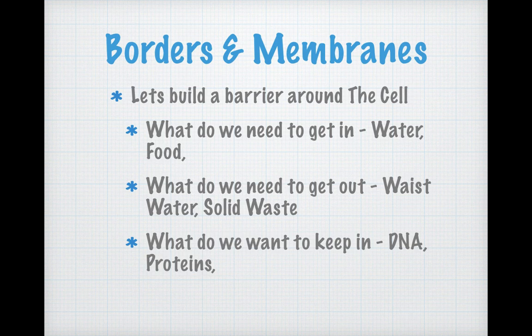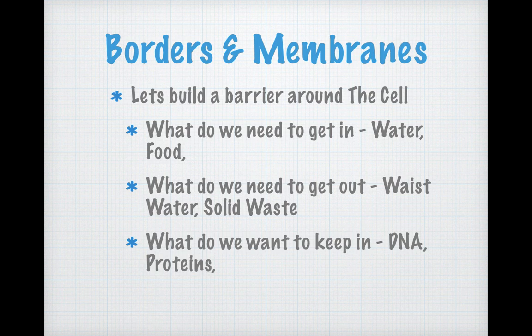So the plasma membrane is a border, a barrier, a wall around the cell. And if we wanted to build a wall around a cell, there's some things we need to keep in mind. Certain things are going to need to get into that cell, things like water and food. What else do we need to get in? What else would we need to get in? We might include oxygen in that list. What do we need to get out? Wastewater, solid waste. Things we need to keep in would include DNA and proteins.